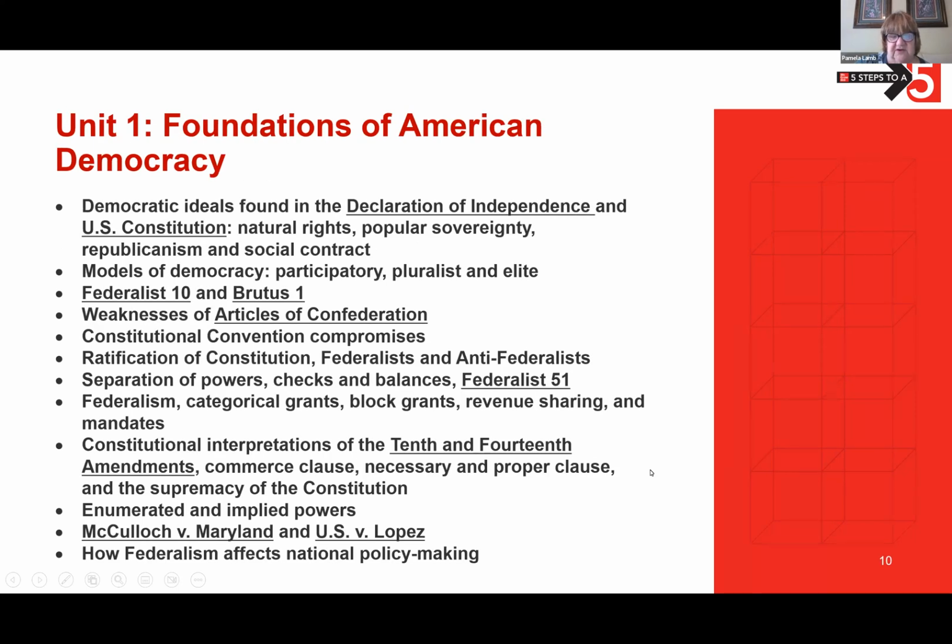And what I tried to do was go through each unit and pick out some of the most important things.